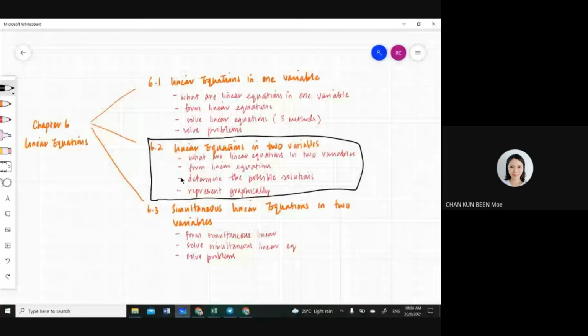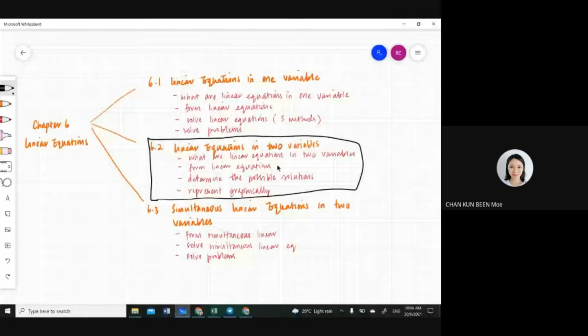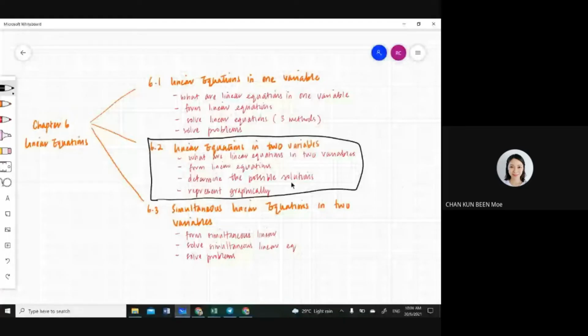Okay, whereby what are linear equations in two variables? We have learned this, and then we will learn how to form linear equations and also determine the possible solutions. So the only thing that we are going to learn today is to represent it graphically, meaning we are going to draw a graph here.